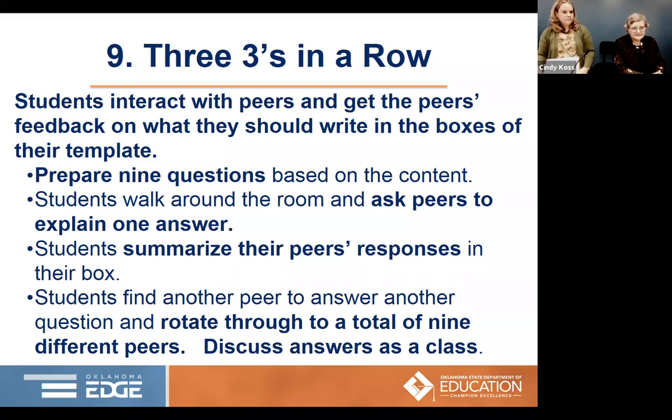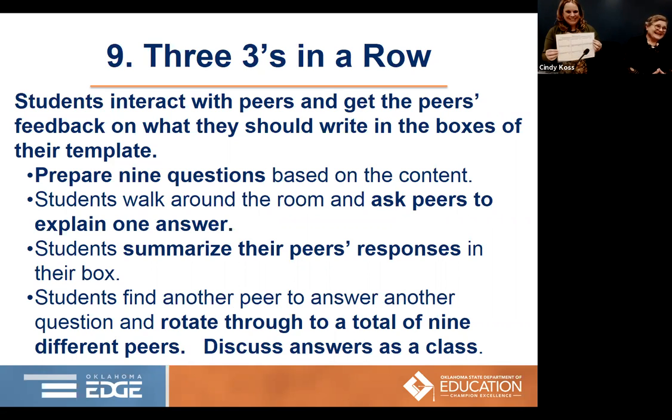So the next one for getting up is called 3 threes in a row. So this is meant for students to interact with their peers and get their peers' feedback on what they should write in boxes on a template. And I don't know how well you can see it, but Robbyn's holding up an example of that. And again, you have an example in your folders.